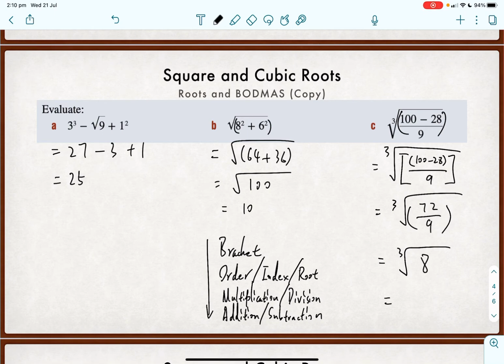And what times itself 3 times is 8? You probably have guessed it, it is 2. So our answer is 2. Okay.